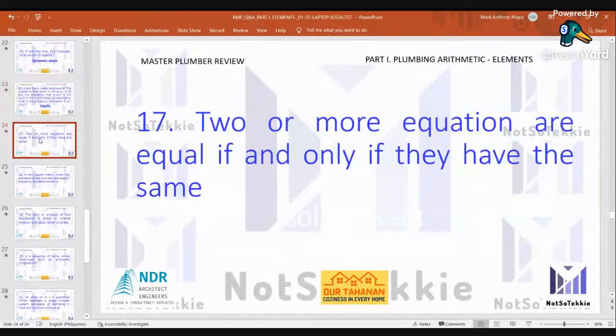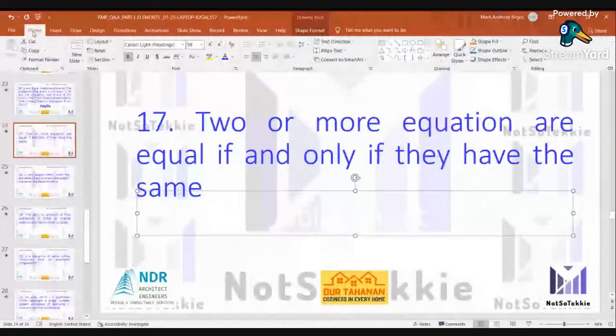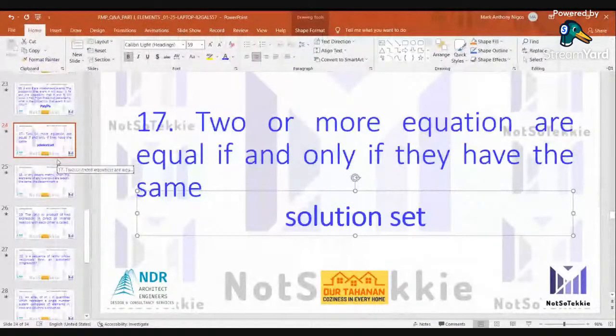Number 17. Two or more equations are equal if and only if they have the same blank. The answer is solution set. Two or more equations are equal if and only if they have the same solution set.